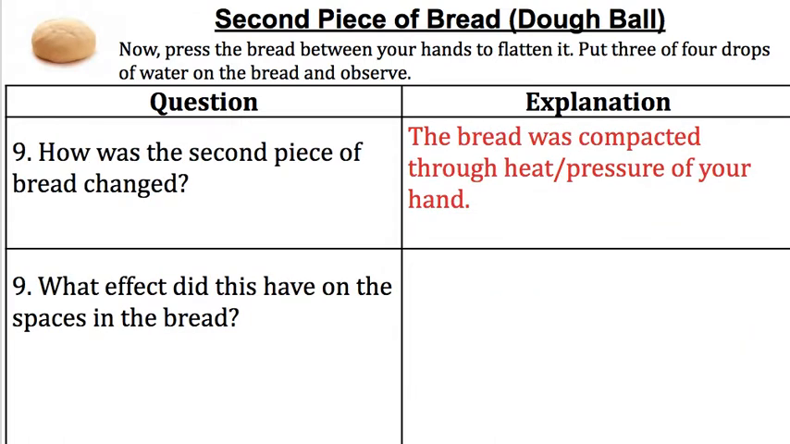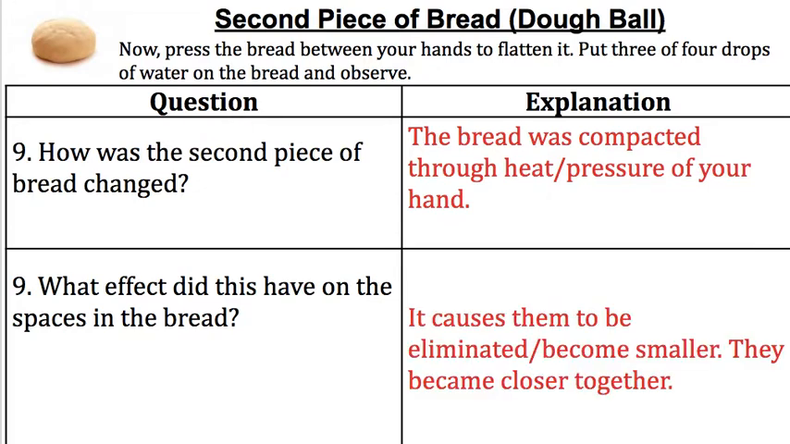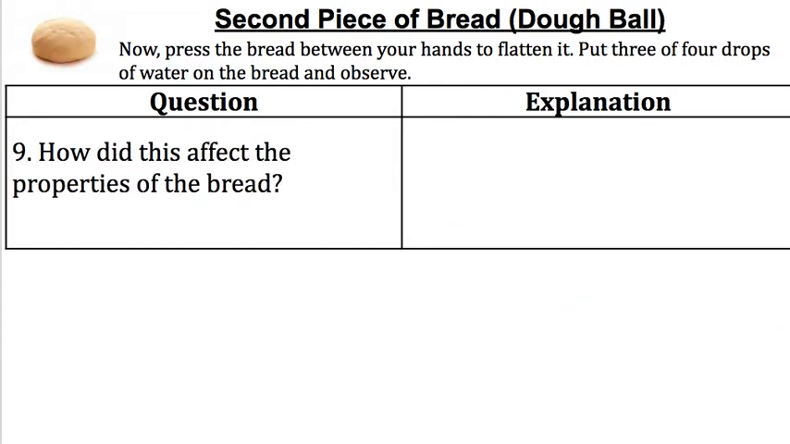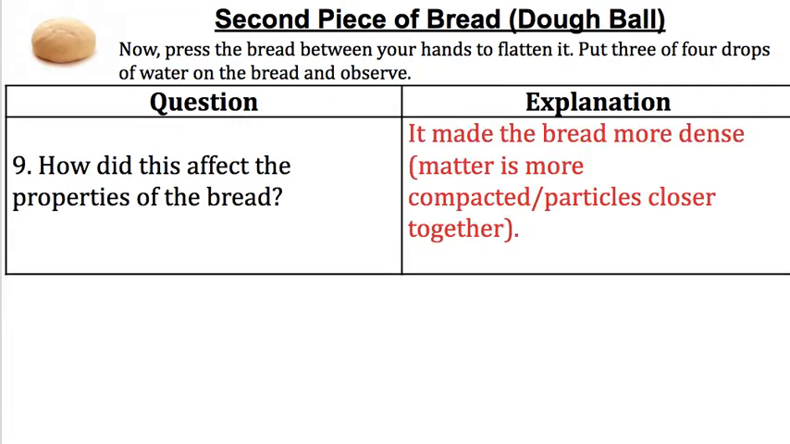What effect did this have on the spaces in the bread? Well, it caused them to be eliminated, become smaller. They became closer together. How does this affect the properties of the bread? Again, it made the bread more dense. Matter is more compacted. Particles are closer together.